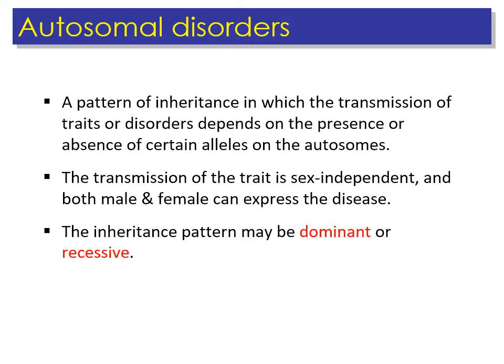What is autosomal disorder? Autosomal disorder is a pattern of inheritance in which the transmission of traits, characteristics, or disorders depends on the presence or absence of certain alleles on the autosome. The transmission is not dependent on gender. Both male and females can express the disease. The inheritance pattern may be dominant or recessive.